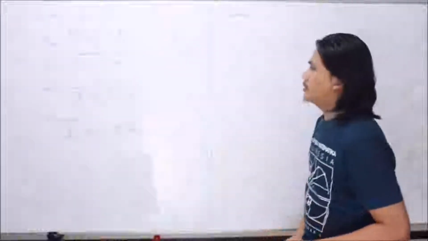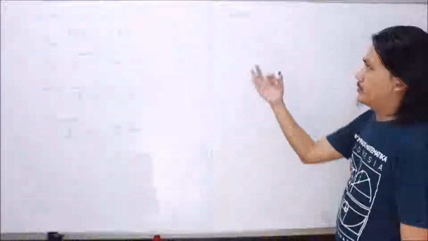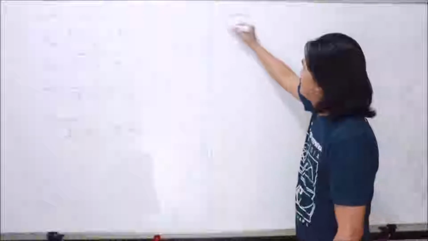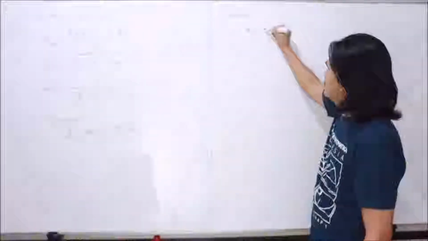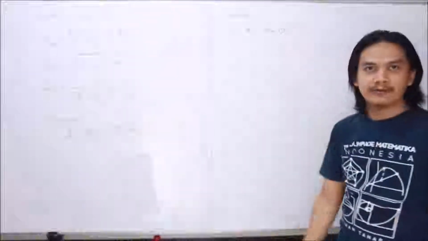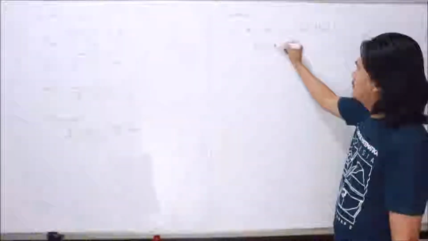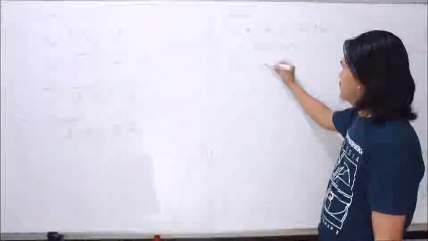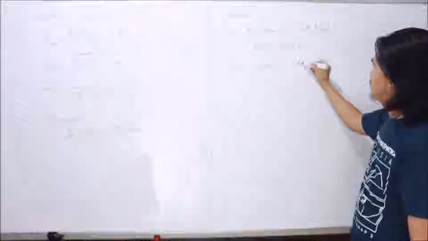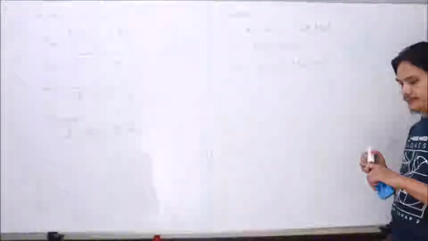So we're going to use induction on the following lemma. Let a1 up to an be positive real numbers such that a1 times a2 times up to an equals 1. Then the sum of a1 up to a sub n is greater or equal to n.